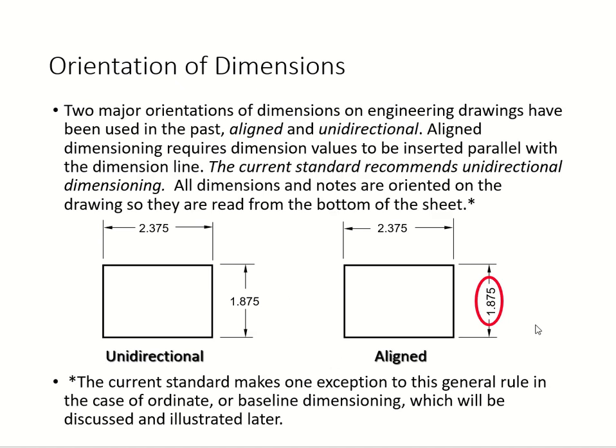Okay, so let's take a look at the orientation of this dimension value. See how different this is, horizontal, and that one is vertical. This one we call unidirectional, and here the vertical we call aligned. Most of the time we use this, but sometimes you're going to see it like that.